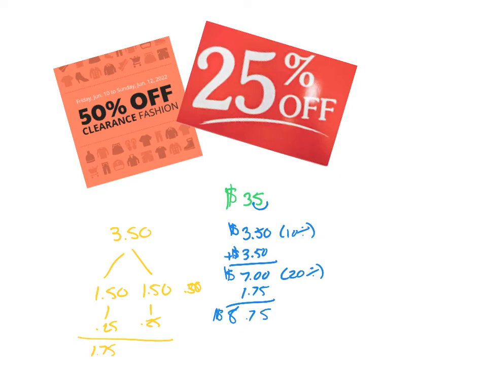Using my estimating from previous lessons, I'm going to round that $8.75 up to $9. So I'm going to go 35 minus 9, and I get $26. So I know that shirt's going to cost me about $26. That's a great deal. Let's look at one more.